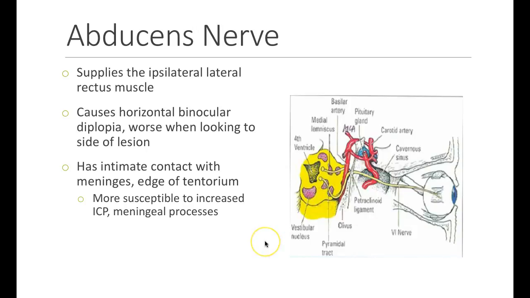The 6th nerve is a commonly injured nerve because of its close contact with the meninges and the edge of the tentorium, and that makes it more susceptible to meningeal processes and being stretched in situations of increased intracranial pressure.